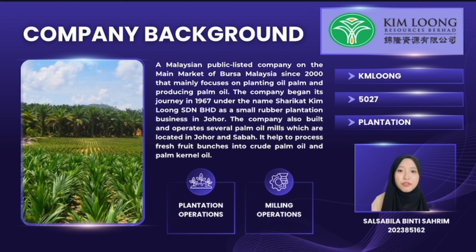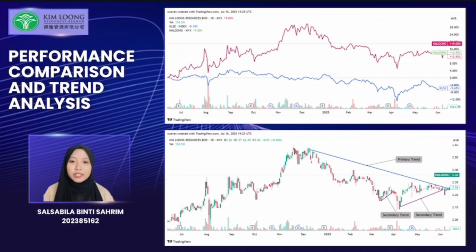The company is divided into 2 business activities, which are plantation and mining operations. The stock name of the company is KM Long with the code 5027. Next, we will move to the performance comparison and trend analysis.